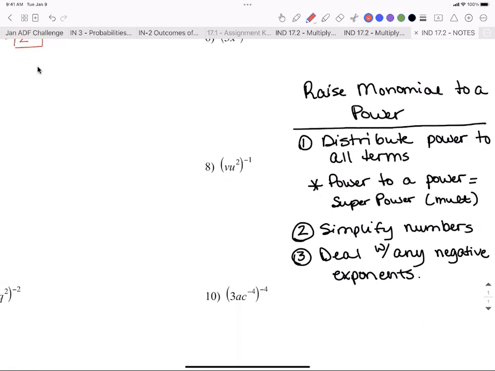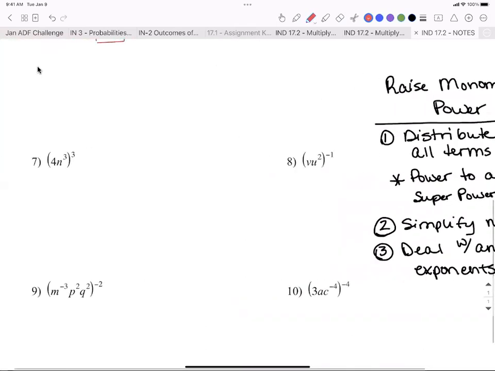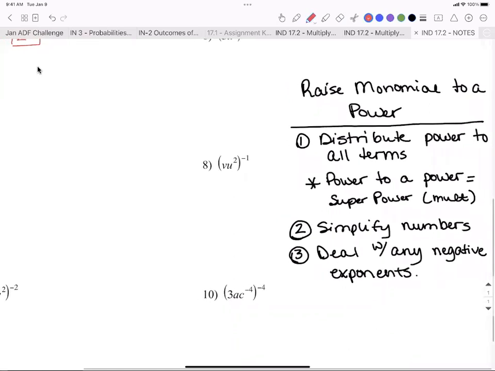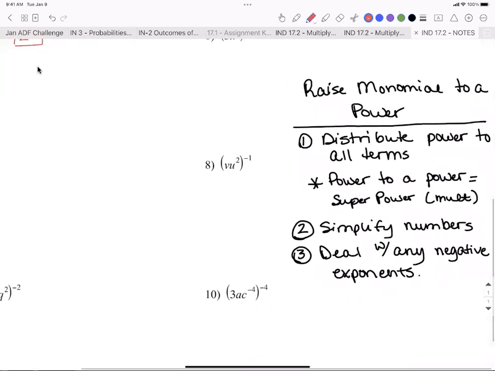That's that superpower. So the first thing that we always do is we distribute the power on the outside first. And then we simplify any numbers. So like 3 to the second power, we would rewrite that as 9, because anytime you have numbers and variables together, you usually want to go ahead and expand out the number in standard form and not leave it like 3 to the second power. Just write it as 9.